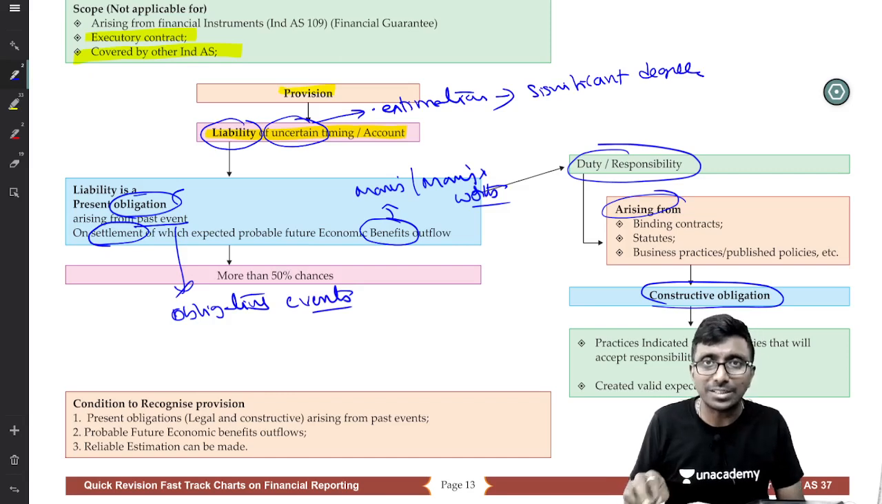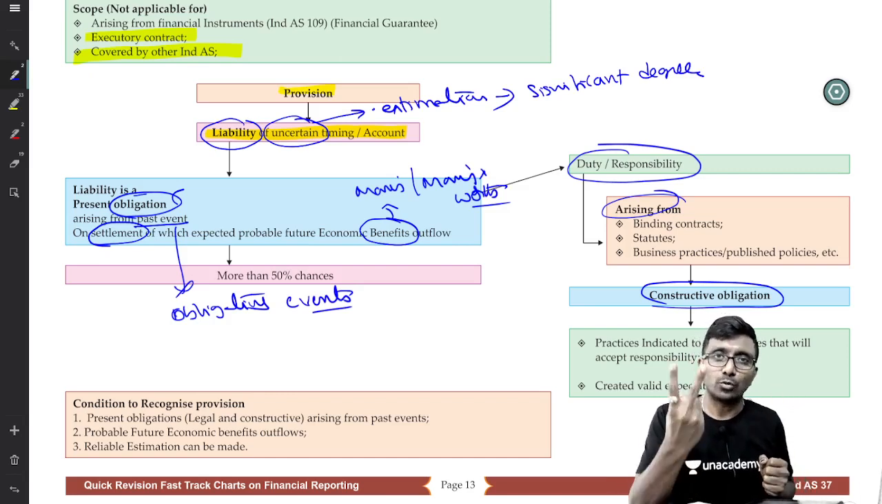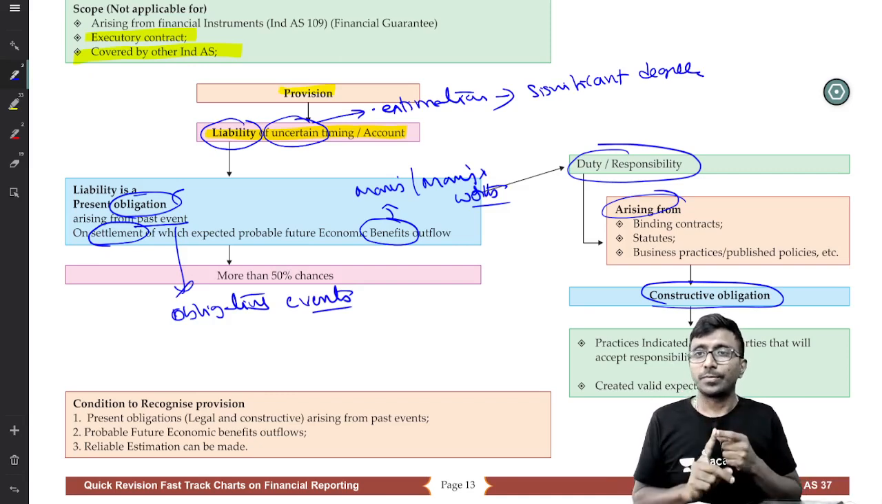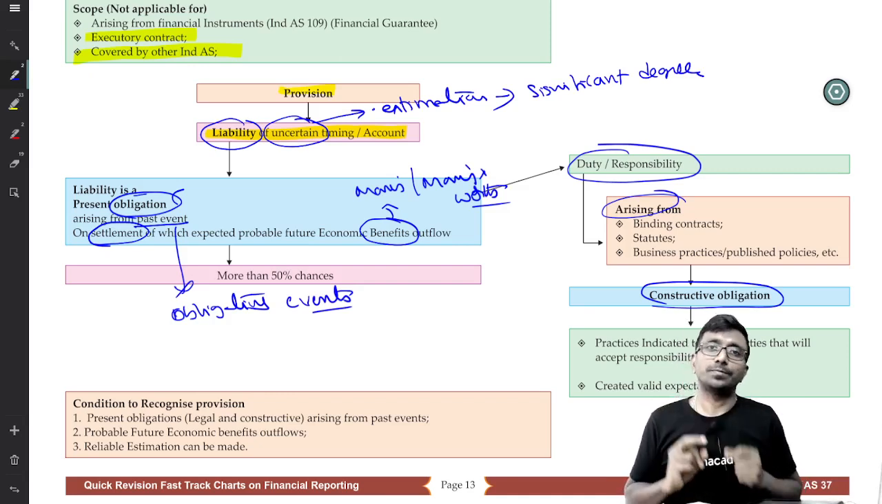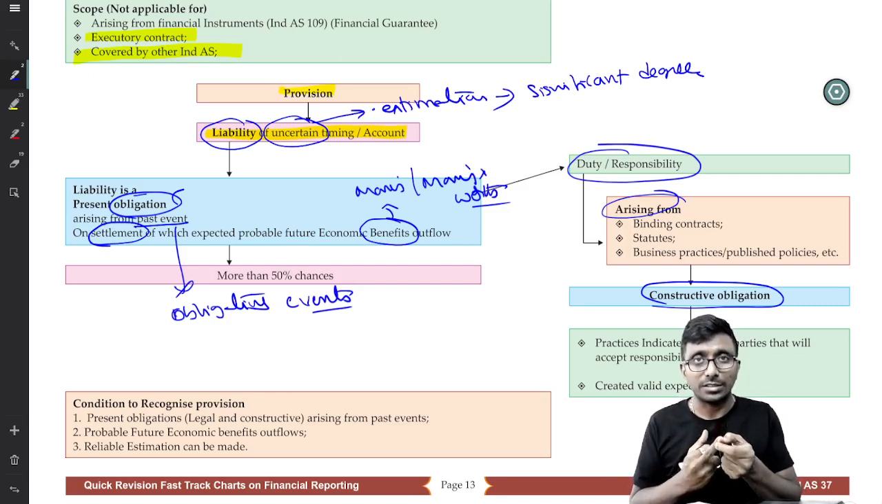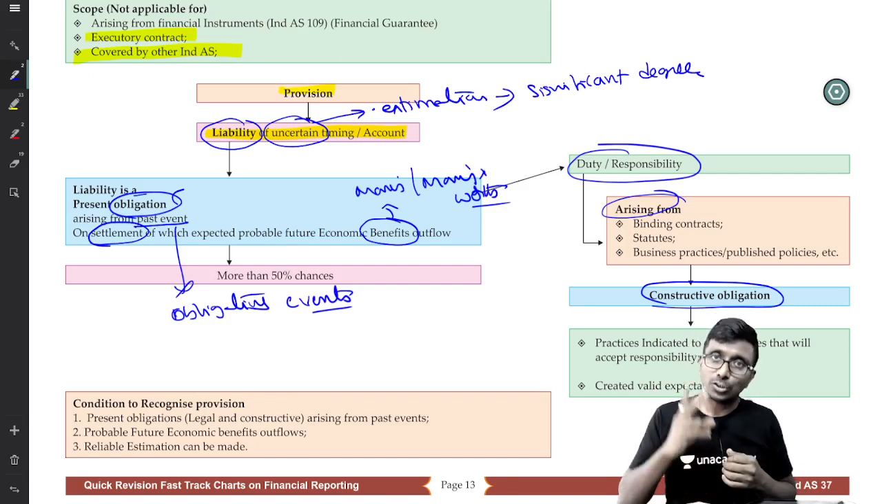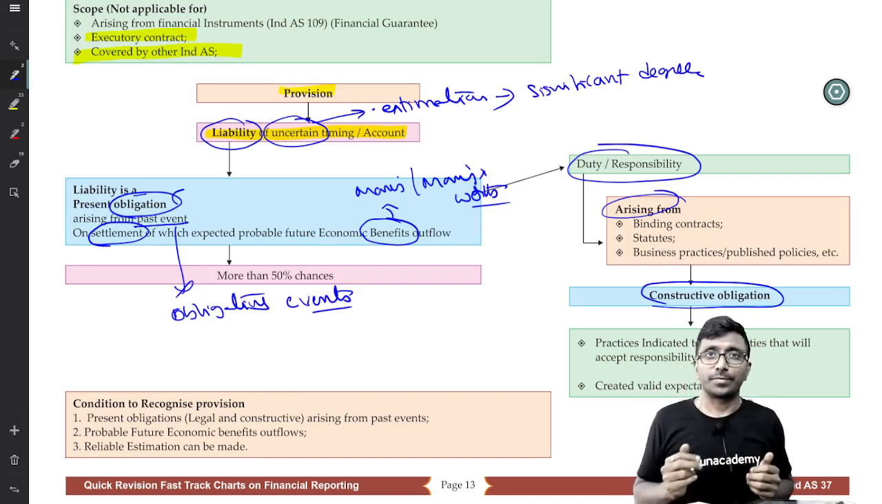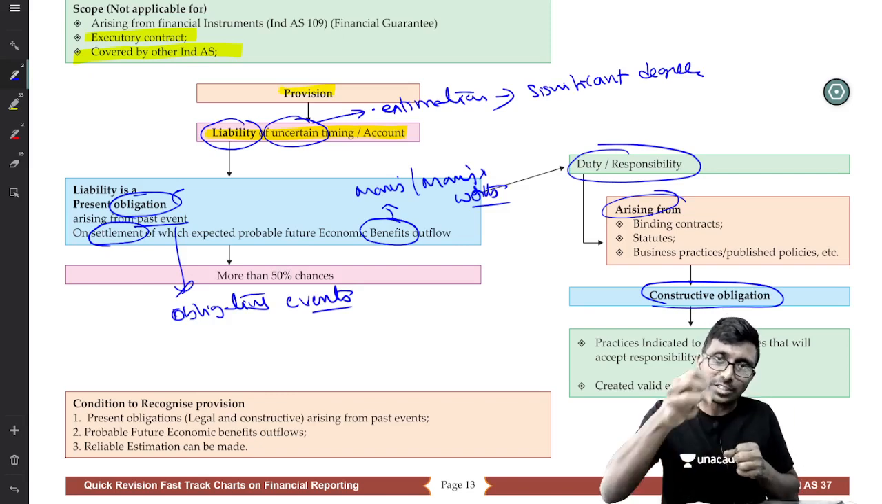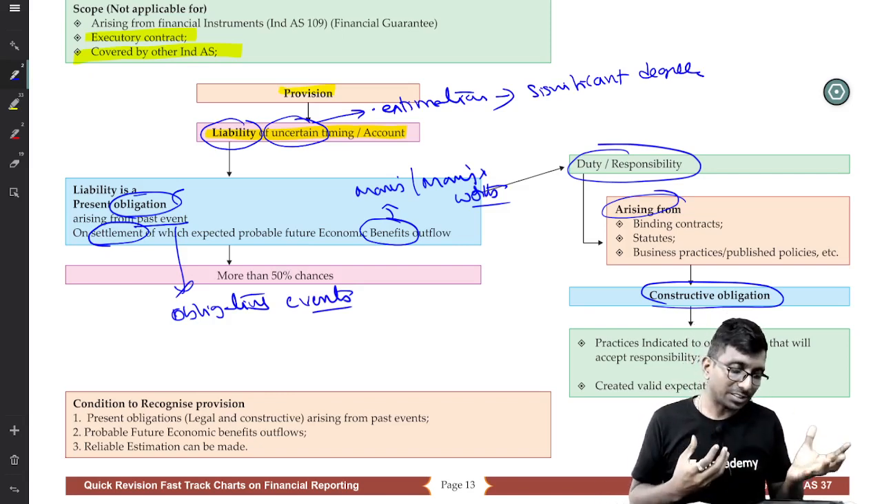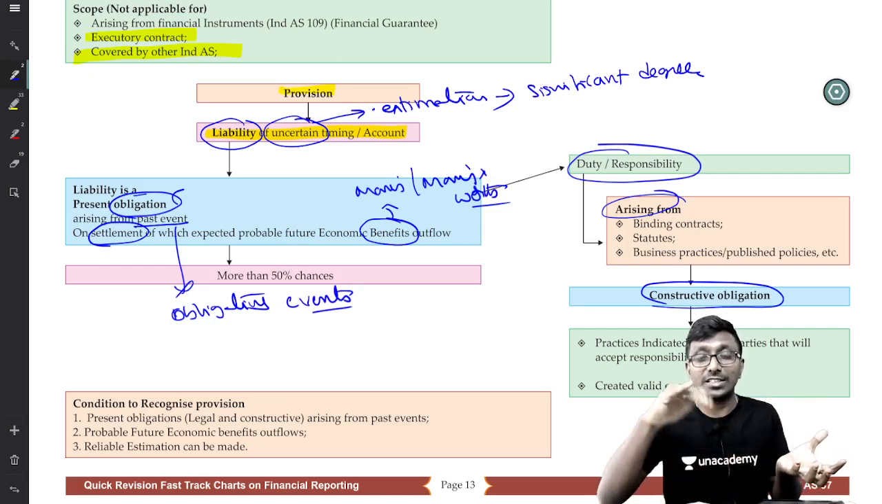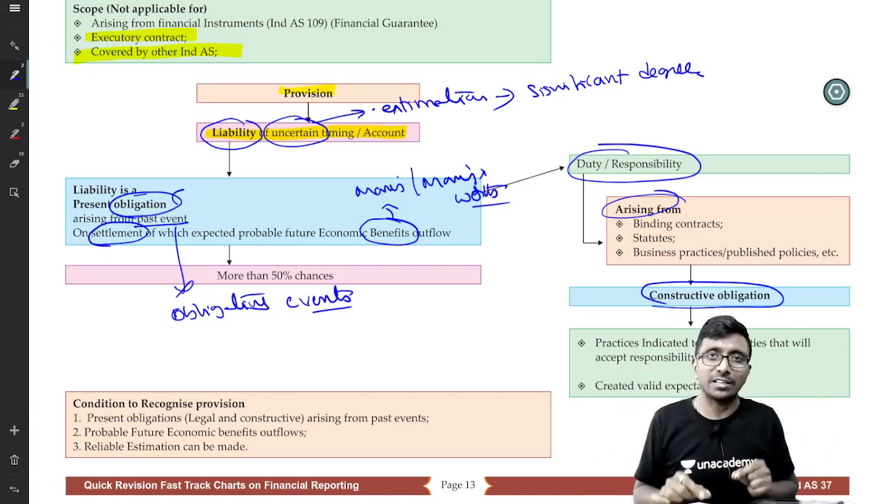What are the conditions of liability? Liability, not just a provision. We have two conditions to recognize a liability. One is probable future economic benefits outflow. And the second condition is it should be measured reliably. These two conditions are already there for a liability. But in this standard, what have they done? They have added one more condition. What is that? They have picked it from the definition of liability. What does the liability definition start with? Liability is a present obligation arising from past events. Exactly, the first line has been copied and kept as one more condition.